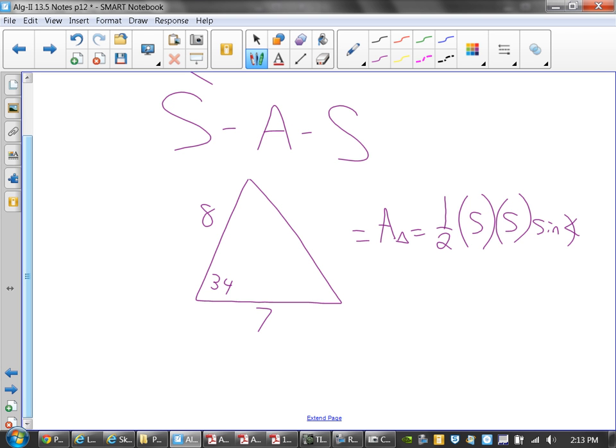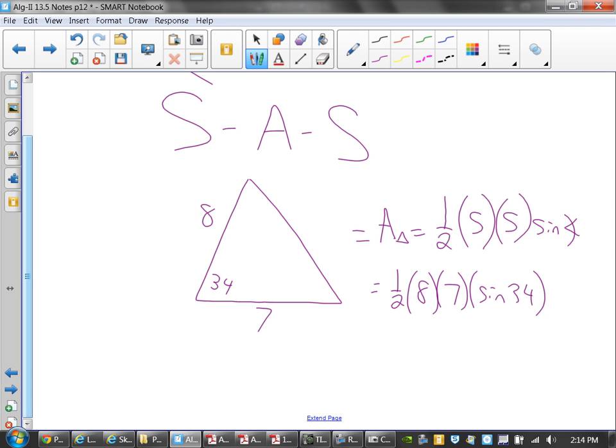So the area of this triangle would be 1/2 times 8 times 7 times the sine of 34. And there's your area of the triangle. It works for every single triangle. In the book, they showed you those 3 different formulas with all the different lettering. Who cares? If it's side angle side, all you have to do is just multiply it out. It'll work every time. Does that make sense?